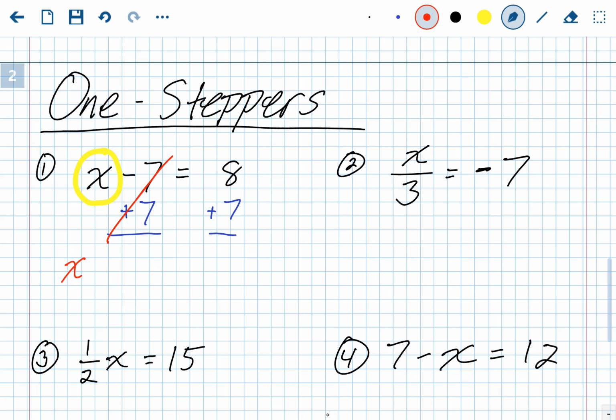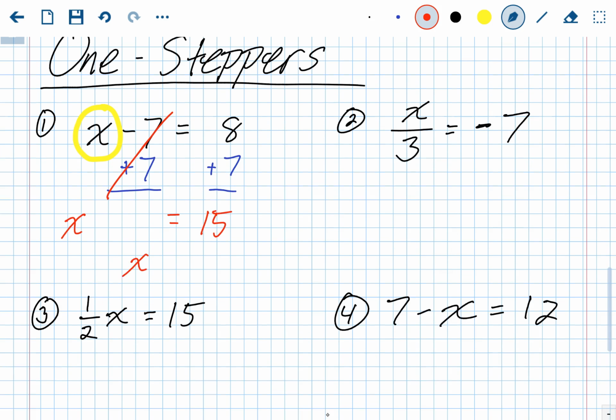All right, so now x is by itself. And what does x equal? Well, x equals the right side. The right side is 8 plus 7, which is 15. So x equals 15. Again, easy. One step.